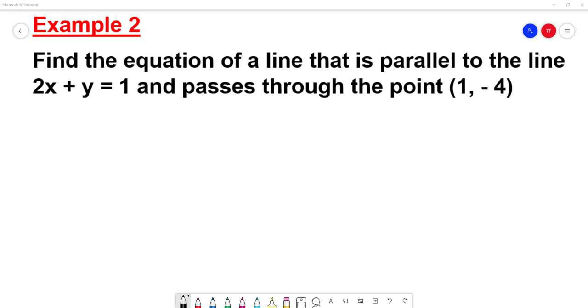Here's a question for you to try. You can pause the video, and when you're done, you can go through my worked solution.